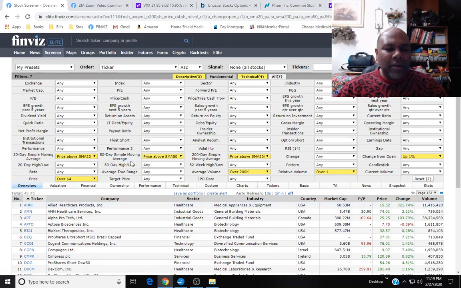Now all that does is put you in a position to find stocks that are in an upward trend. Being that these prices are above these averages, price above the simple moving average 20, price above the SMA 50, price above the SMA 200, that means that the stocks this screener will find are stocks that are above the moving average, and they're in an uptrend. They're going up. And I think that is it.